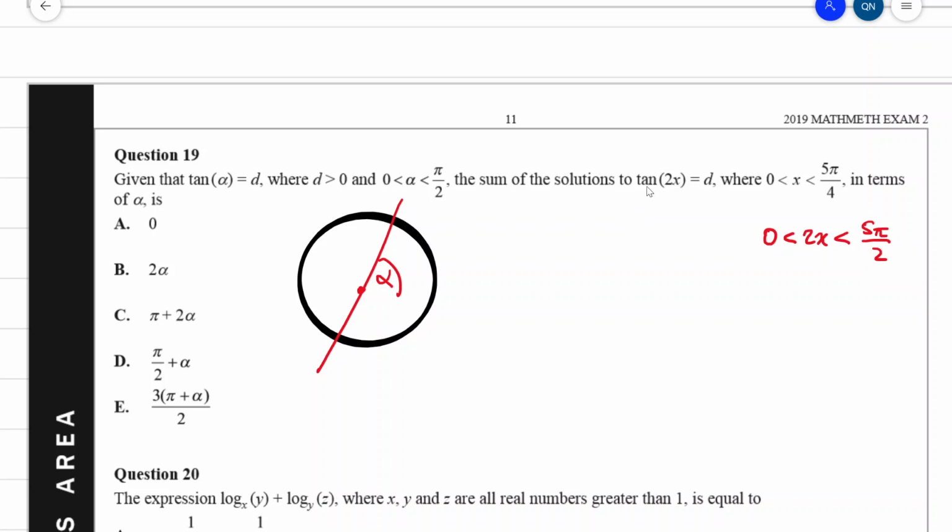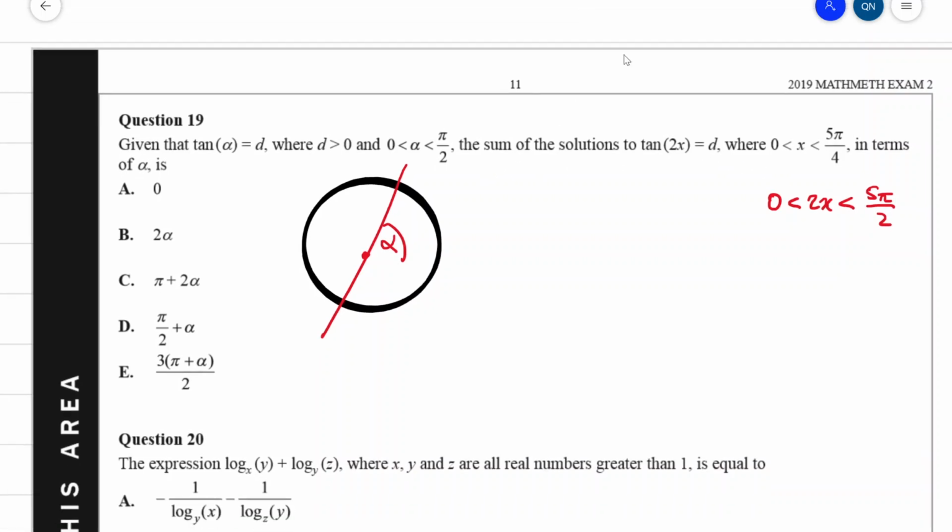So tan, just pretend 2x is one variable now. You ask yourself the question, tan of what gives you d? That angle there must be between 0 and 5 pi on 2. So basically, which angle gives a gradient of d, pretty much. That's how you interpret tan.